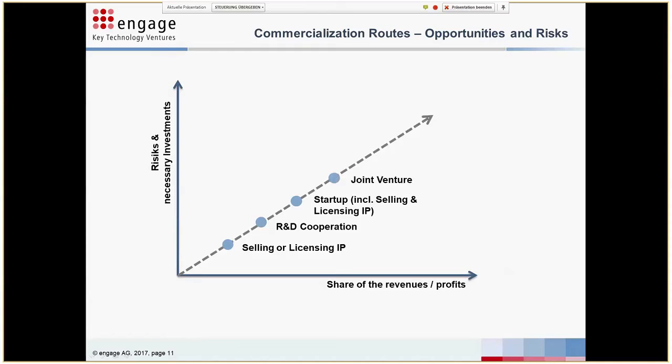Then, of course, there's the option of doing joint ventures and/or developing or selling products yourself. This is not really common because this leaves a lot of risks and a lot of investment needs with a research organization. And most research organizations are not prepared for doing this. But sometimes there might be a need or a possibility to do so, particularly if you're in a very small market niche and with the need for a lot of investments in expensive equipment.